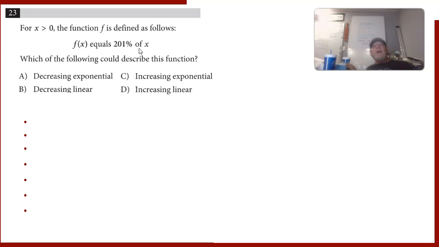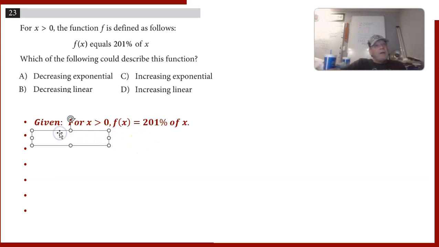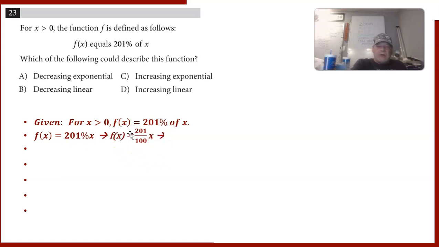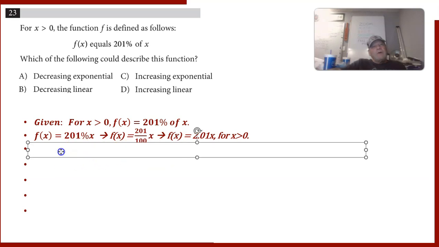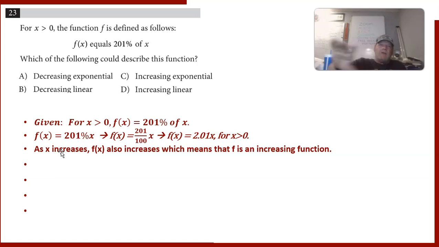So, which of the following could describe this function? So we have to think, well, what does it mean if something more than doubles? So let's just write down what we know and analyze this problem. So for every x greater than 0, f of x is going to equal 201% of x. That is what they tell us is the information. So how would I rewrite that using a decimal? Well, it ends up being 201 over 100, or 2.01x. So I said it more than doubled, slightly more than doubled.